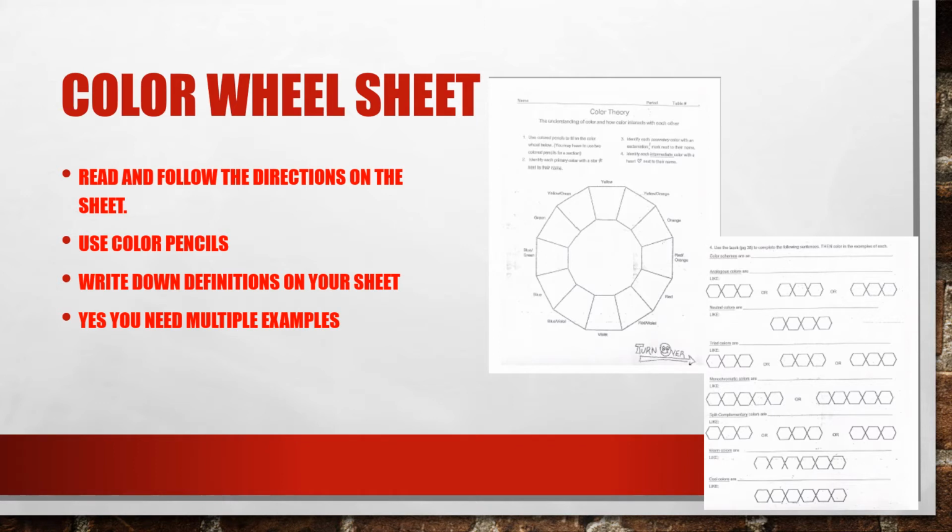You have been given the color wheel sheet to complete, and by watching this video, all you need to do is make sure that you read and follow the directions on the sheet. You're going to use color pencils to complete each of the sections. And I want you to write the definitions down where there's blanks. And yes, you need multiple examples for each of the different color schemes.